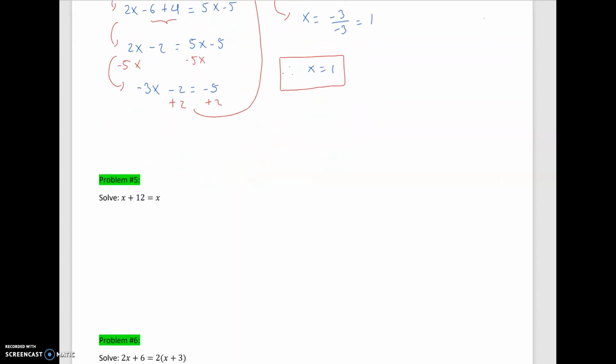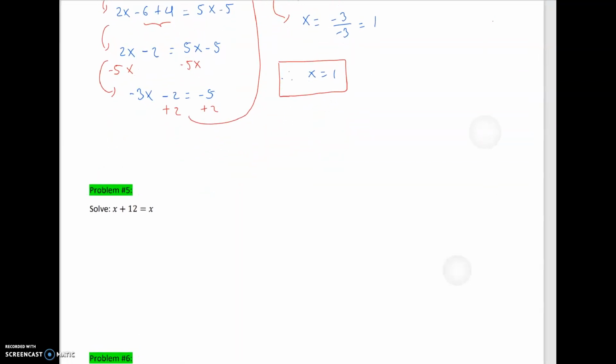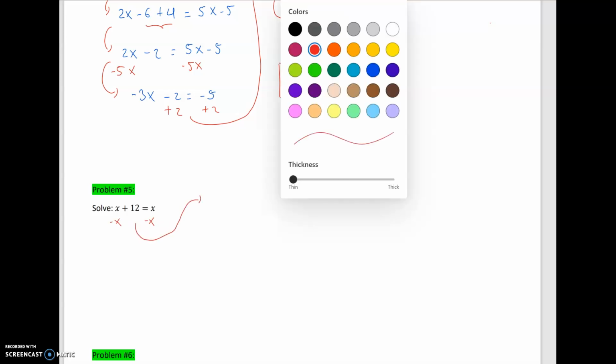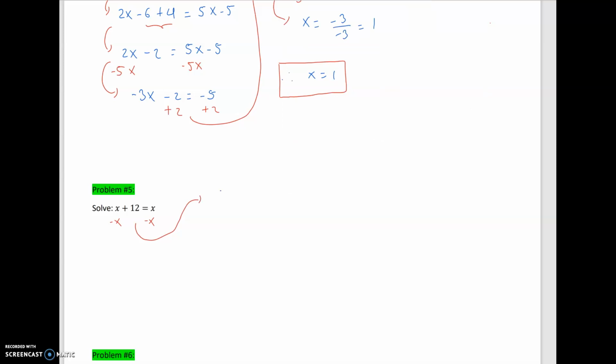Let's move into problem 5. And notice the problem 5, it's almost solved for, and there's a minor problem once you try to put the x's on one side. So in this case, if we try to put the x's on the left-hand side, our x's are going to cancel because we technically have 0x plus 12 is equal to 0, or 12 is equal to 0, which happens to be a false statement.